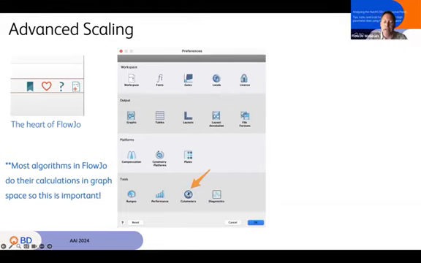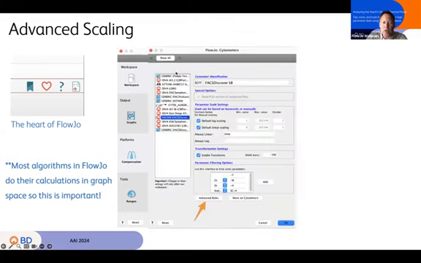If you click on the cytometers tab within your preferences, that'll open this window. You'll have a list of cytometers here.